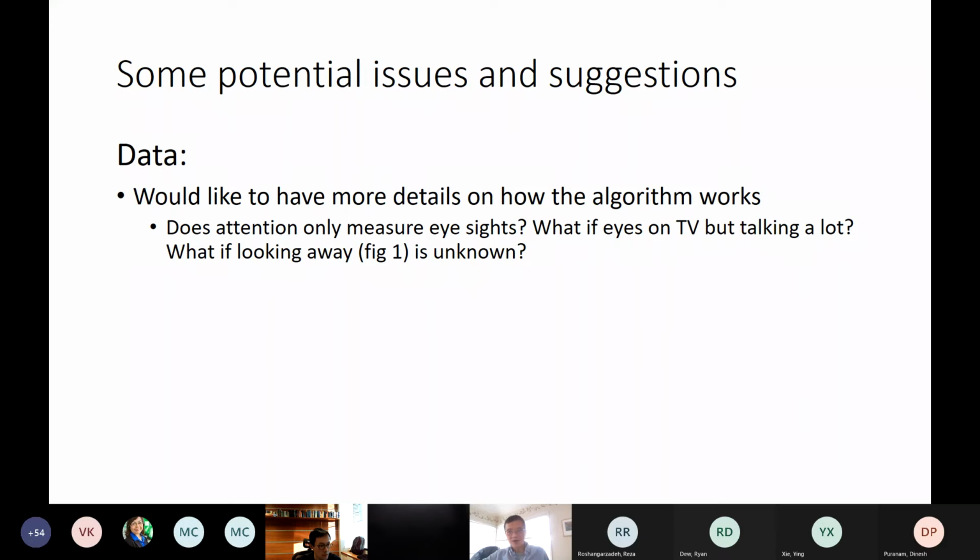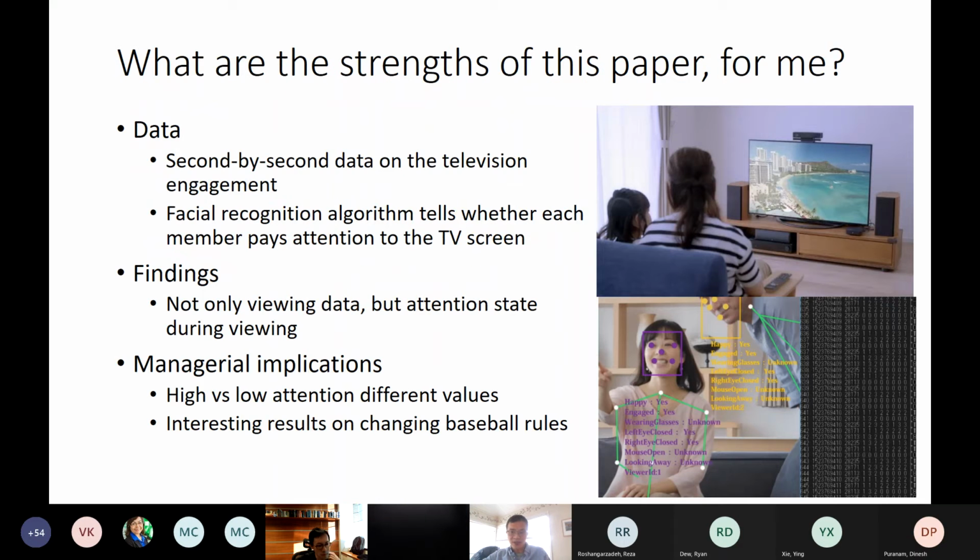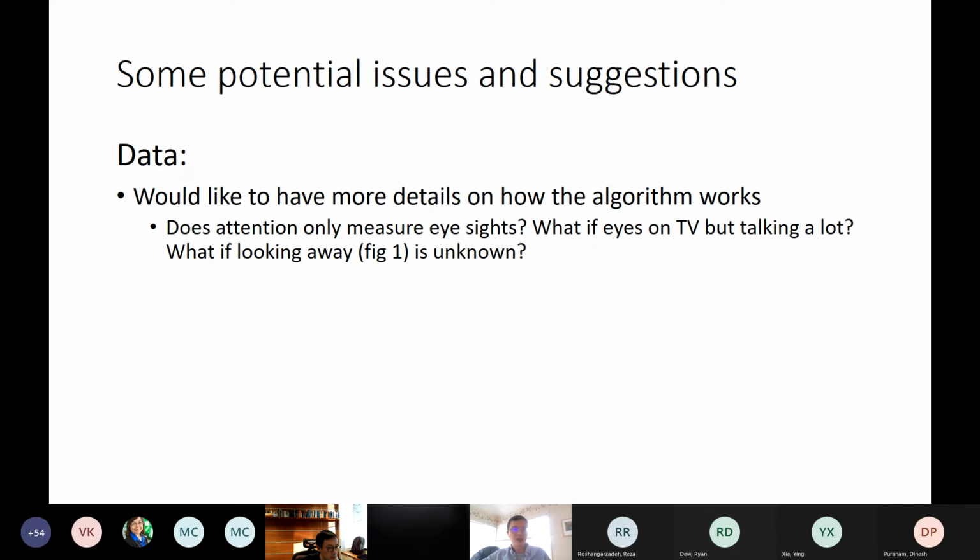I also found from the paper, in figure 1, which is this one, it says that sometimes looking away is unknown. But at least in the second photo, I saw some of this description. So what if looking away is unknown? How do you treat this observation? This is something I would like to know more about. Because the algorithm is one part of the strength of your paper, a more detailed description will help the paper.